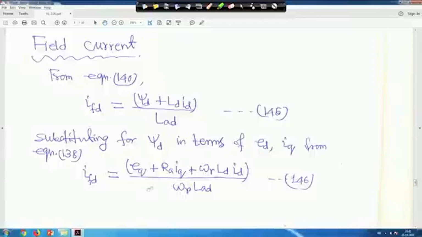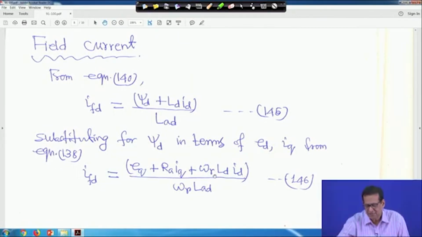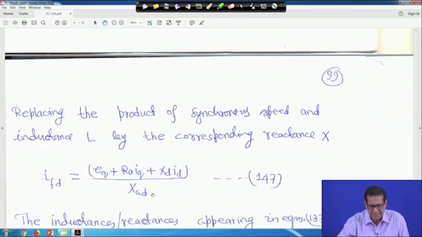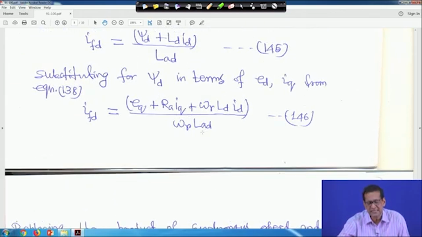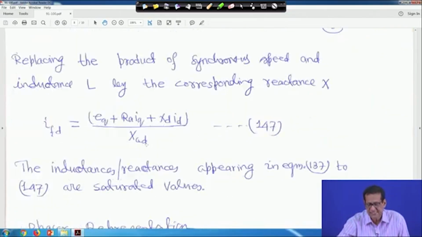Okay. So, this is our IFD is equal to this expression, right. Now, this RAIQ is the voltage drop and omega r LD ID, right. So, generally L omega is reactance. So, this term we can make XD ID, right. That is why this IFD equation can be written as EQ plus RAIQ plus XD ID, and omega r LAD, L omega generally reactance, so this is XAD. This is equation 147, right. Now, the inductances or reactances appearing in equations 137 to 147, we are basically using saturated values, right.